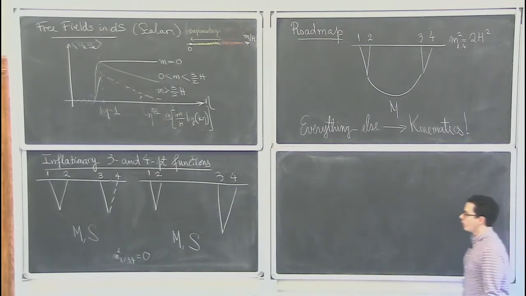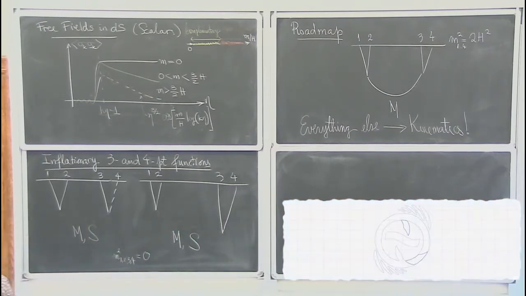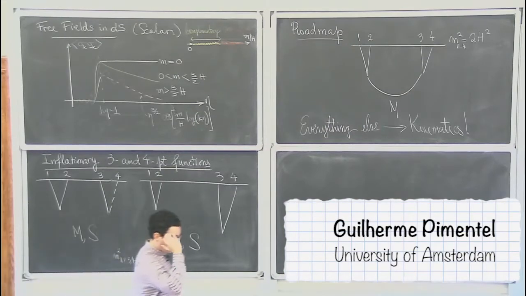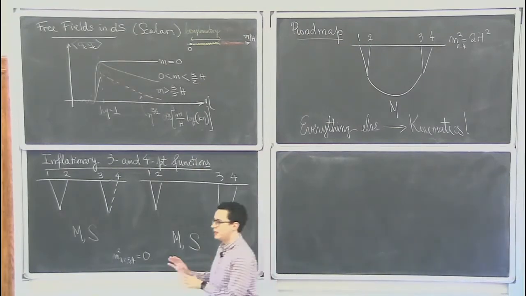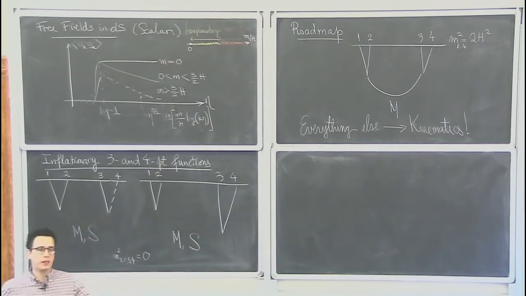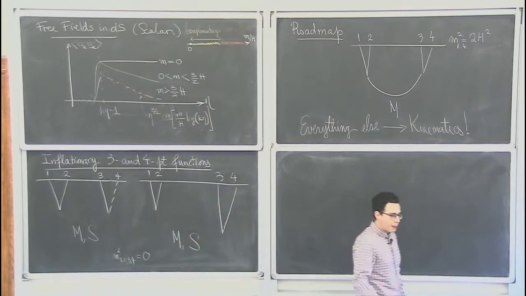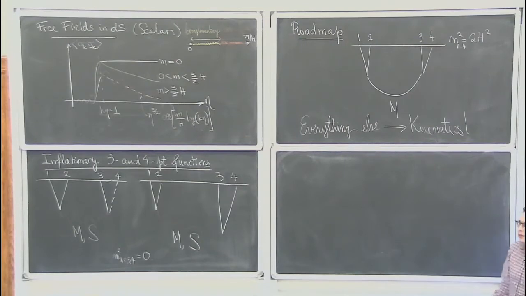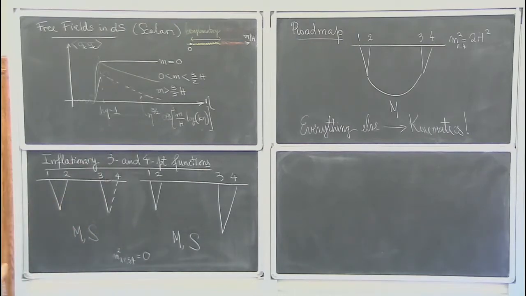So let's briefly recap what we learned yesterday. Yesterday was mostly about quantizing the free field, both in the De Sitter space and also in mildly broken De Sitter space-time when you have these small slow roll parameters. And we discussed how to compute the power spectra of scalar fluctuations and gravitational waves during inflation. And here is just a pictorial reminder of how the story works for free fields in the De Sitter space.